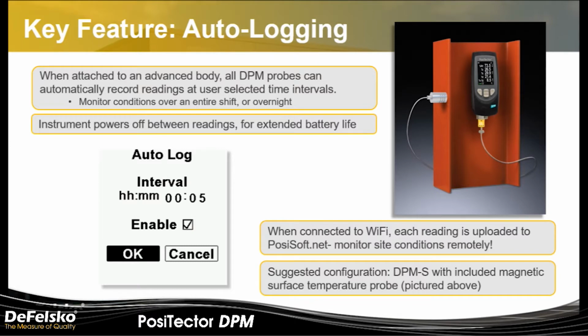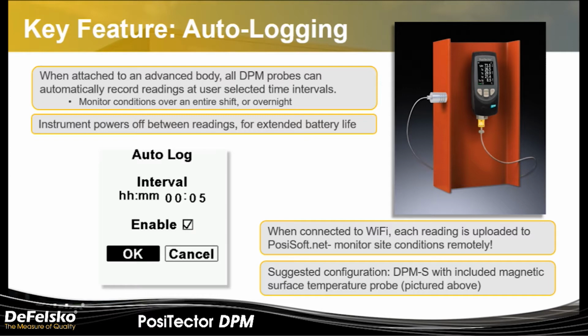One of the key features of the PosiTector DPM is the ability to do auto logging. Now, what you can see on the screen here is a PosiTector DPMS attached to an I-beam with its magnetic surface temperature probe attached to a surface. This is a configuration that we normally use to show the auto logging mode because the back of that particular PosiTector DPMS has a magnet in the rubber boot, and this gauge has been left presumably at a job site or in a factory situation where there is nobody there to monitor it.